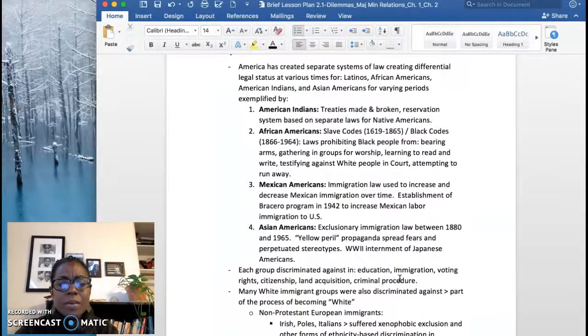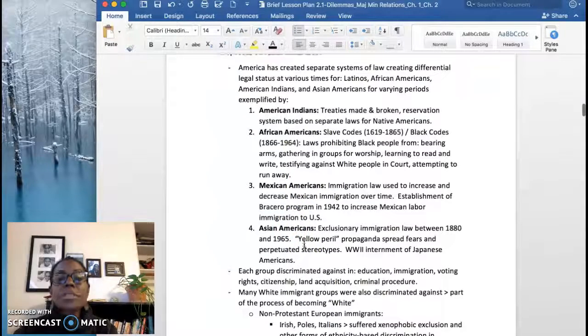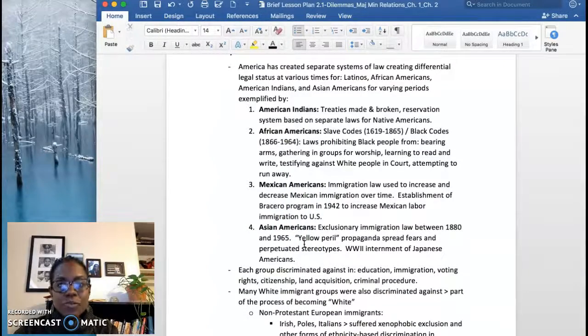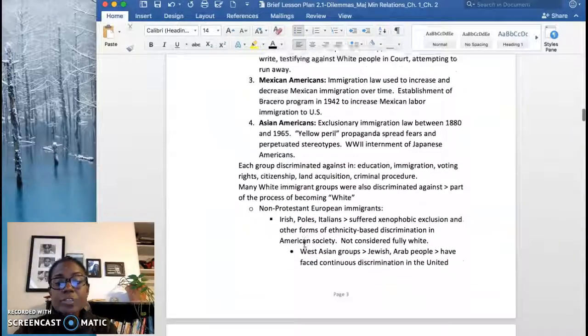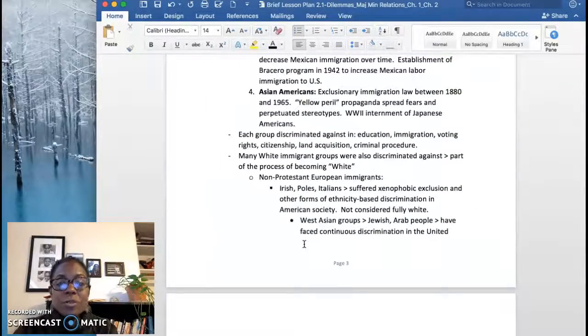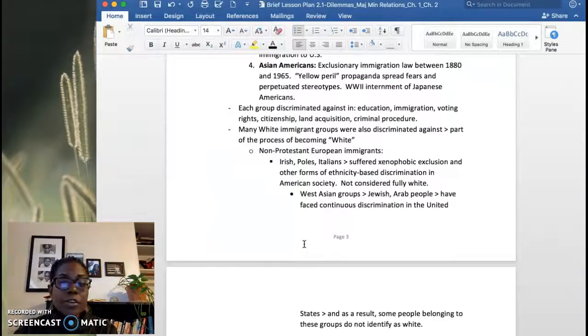So here are some examples, and I'm not going to read through each of these, but I wanted you to have this information. I put in some information about American Indians, African Americans, Mexican Americans, and Asian Americans. These are just a few examples, but it gives you some information as to what kinds of systems of law have been put in place over time. Each group, though, has been discriminated against in various forms, if you think about education, immigration, voting rights, etc.